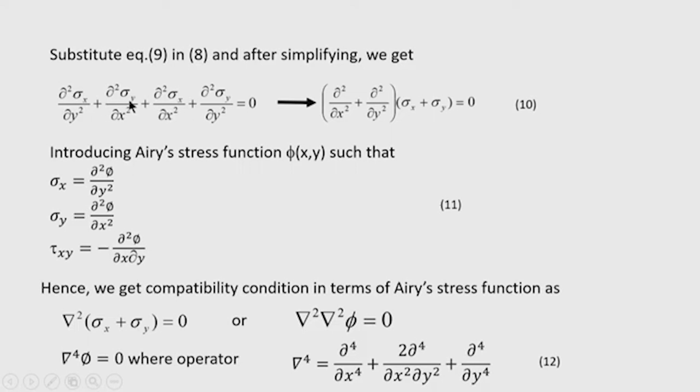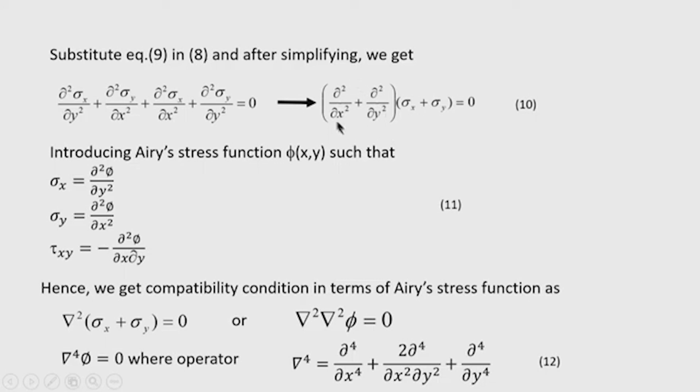Similarly, the second derivative of σ_y with respect to x, and the second derivative of σ_y with respect to y, are appearing again. So, both are appearing. The derivative of σ_x is here with respect to y as well as with respect to x. Similarly, the derivative of σ_y is with respect to x as well as with respect to y. So, this can be written in a convenient form using the operator ∂²/∂x² plus ∂²/∂y² acting on σ_x plus σ_y. This can be written in this form.